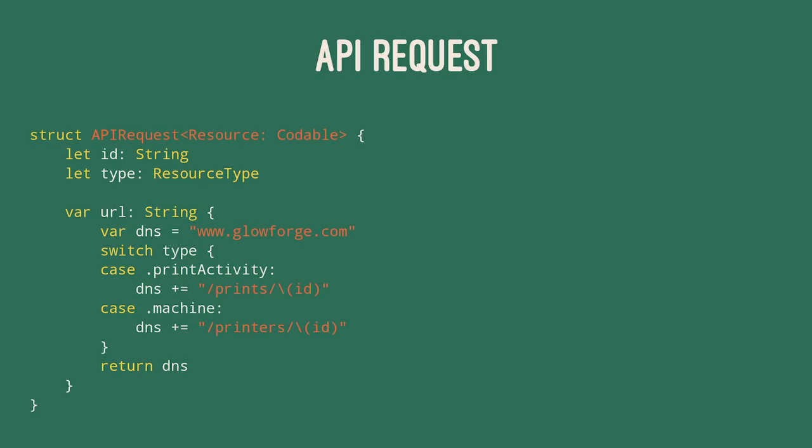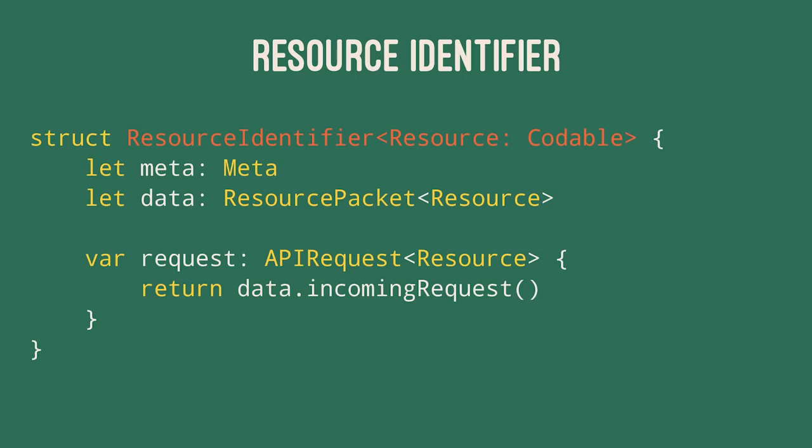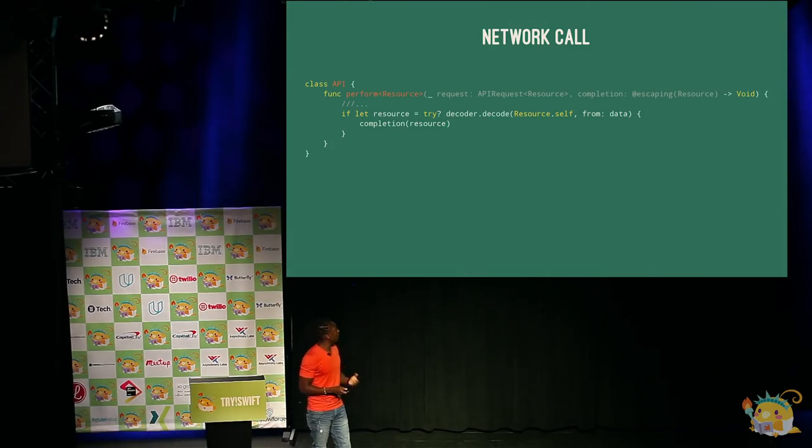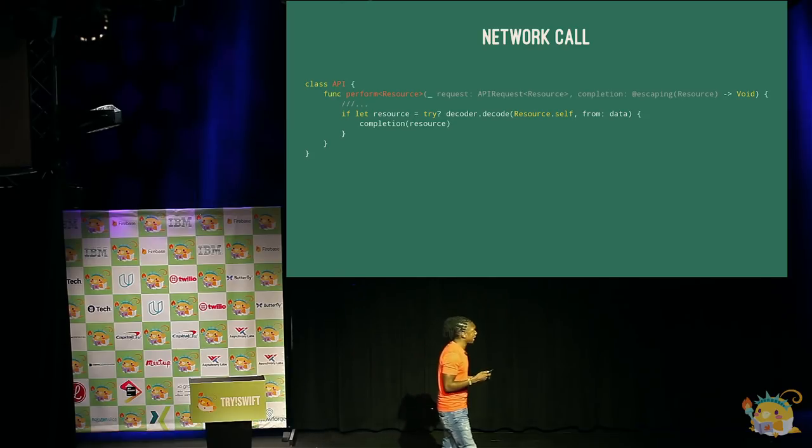Here is a simplified version of an API request. You have an ID and a type, and this API request represents a codable resource. And then here is the full model. We have our meta and our data and request that simply calls the incoming request on data. In the end, the goal is to make a network call to get the resource that was identified.